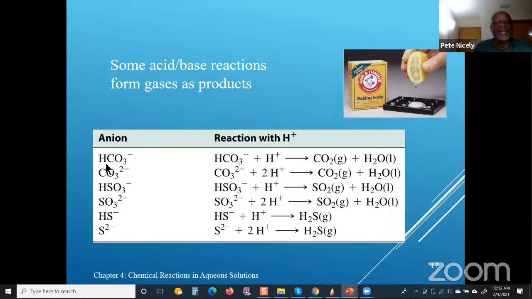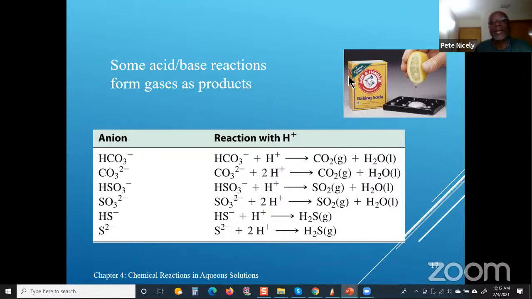So for example, in the case of any compound that contains the bicarbonate ion, if you add any acid to it, which of course contains hydrogen ions, you're going to end up with the formation of carbon dioxide and water, all right? And this is something that you can actually do at home. In fact, that's what's being demonstrated here.